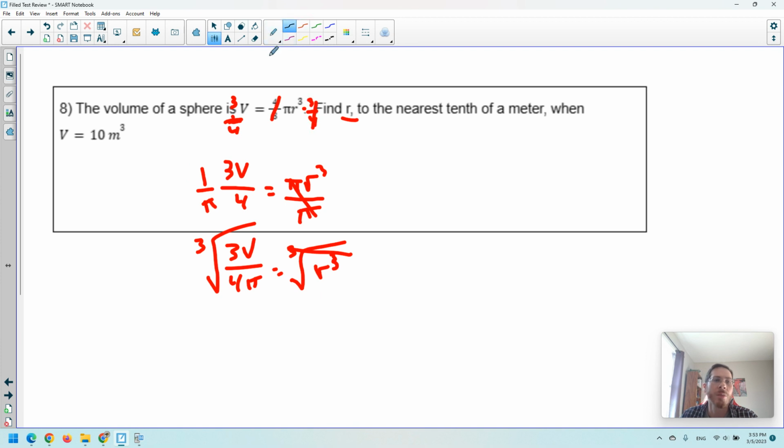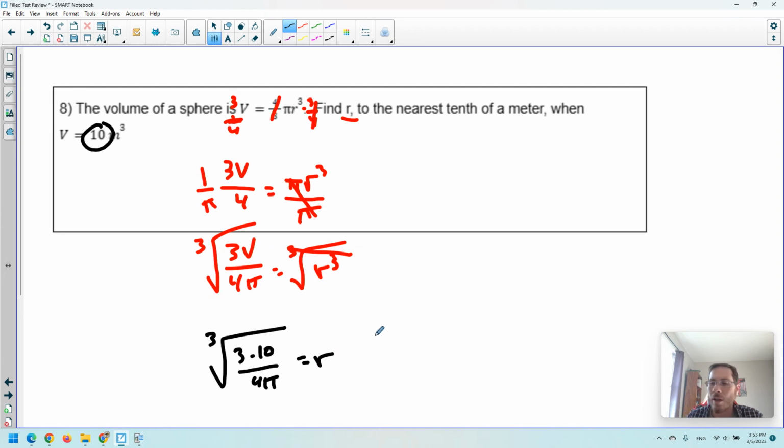And now I'm actually going to plug in the 10. The m to the 3rd power, that's a unit, so you don't plug anything in for that. We're just going to plug 10 in for v. So the cube root of 3 times 10 over 4 pi equals r.